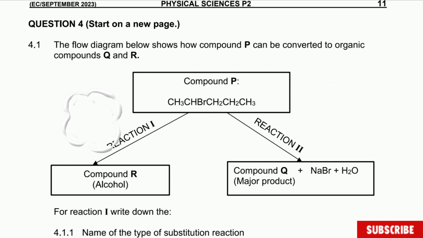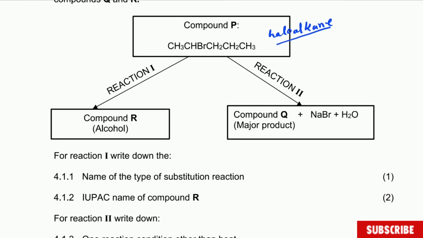This question was question 4, done in the Eastern Cape province in September 2023. The question said the flow diagram below shows how compound P can be converted to organic compounds Q and R. And you have compound P, which is a haloalkane. You have reaction 1, which is going to an alcohol, and you have reaction 2, which is going to compound Q plus NaBr plus H2O. So let's go on to the question.